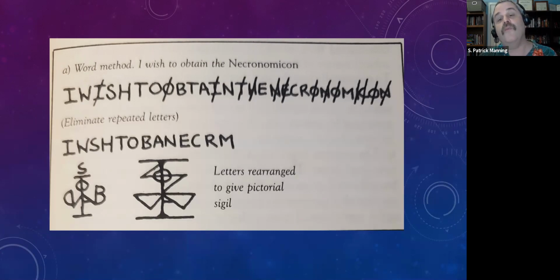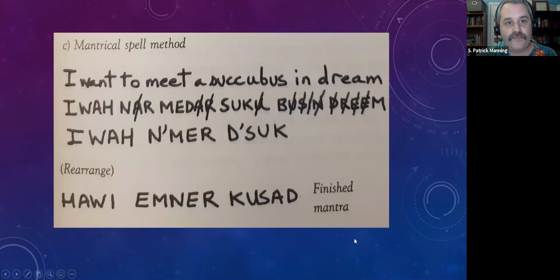It's encoded in there. And when you see that, your subconscious recognizes that that's what it's saying, in theory. So we also have a mantra method. This was long before Reddit was a thing, but I see this all the time on Reddit: how do you summon a succubus? These little teenage edgelords always want this, but I want to meet a succubus in a dream. So he goes through and removes all the duplicate letters and then rearranges it into something that's pronounceable and uses that as a mantra. You don't even need to draw an image.